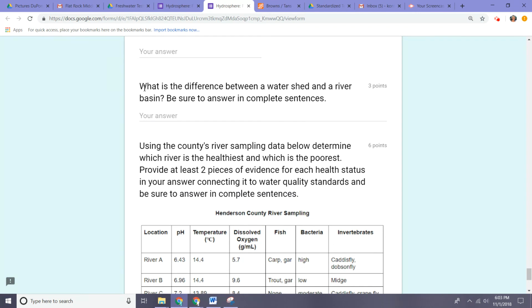Short answer. What is the difference between a watershed and a river basin? Be sure to answer in complete sentences.